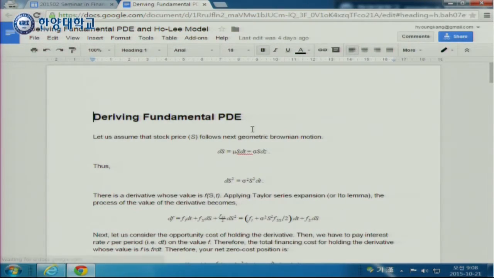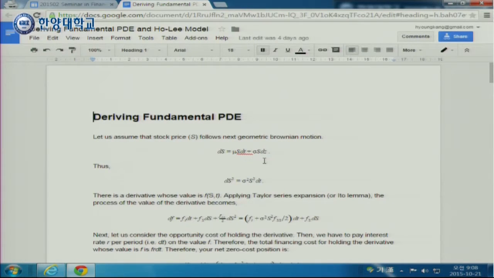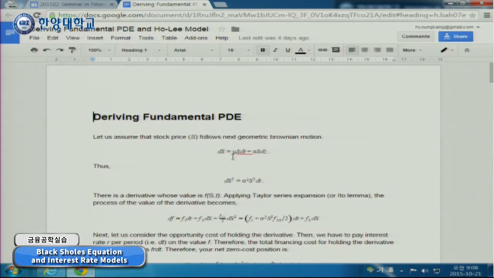Let's review the fundamental PDE that we derived last week. Let us assume that the stock price S follows geometric Brownian motion, so dS = μS dt + σS dz. We are modeling stock return. Expected return is μ, and volatility is σ. Therefore, dS² is σ²S² dt, right? Because we are squaring this term.